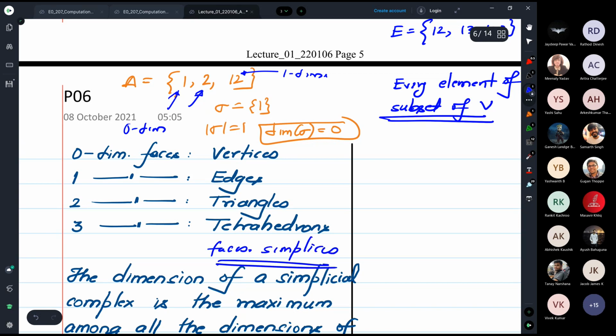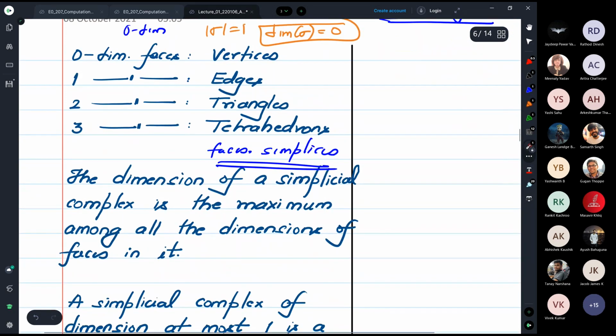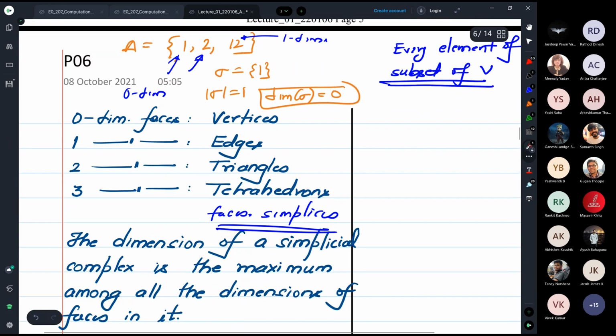Is this okay? In this spirit, one can now define the dimension of the whole simplicial complex. The dimension of the whole simplicial complex is the maximum among all dimensions of the faces in it. What do I mean by that? Let's look at this simplicial complex. The dimension of this face is 0. The dimension of this face is 0. And the dimension of this face is 1. So the dimension of delta will be 1, because the face with the largest dimension is this face, and that is 1.